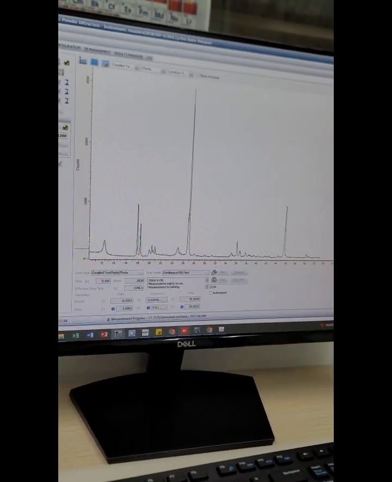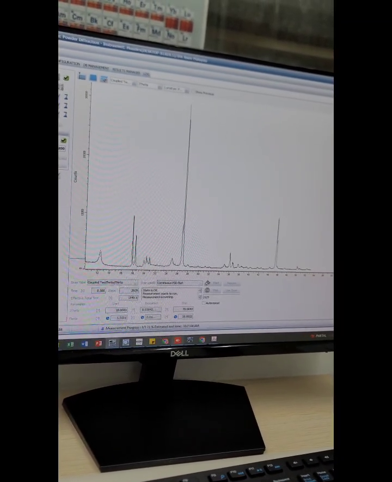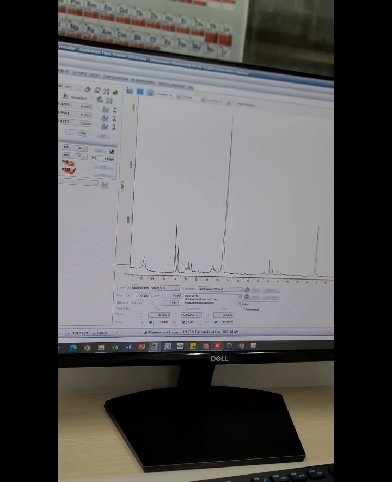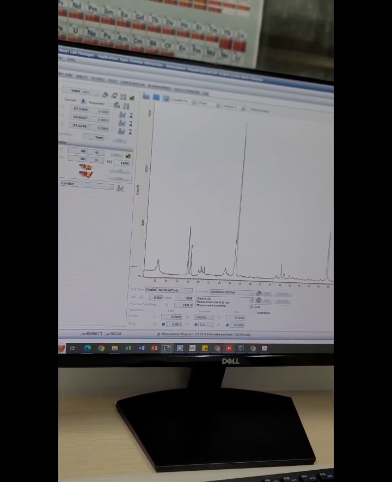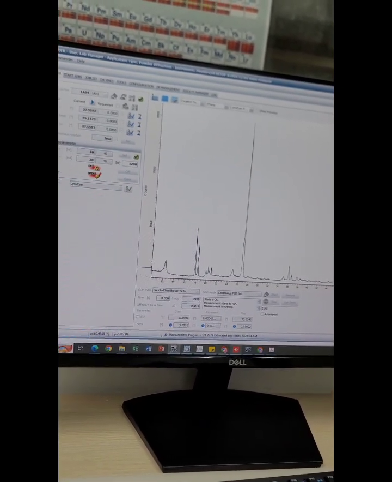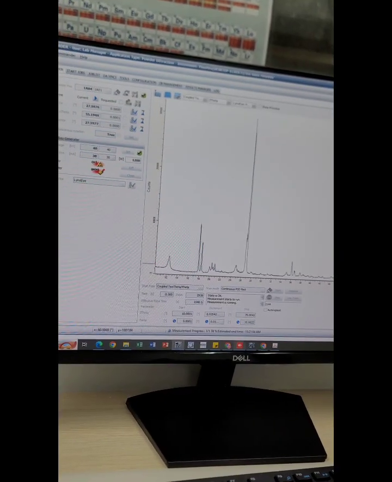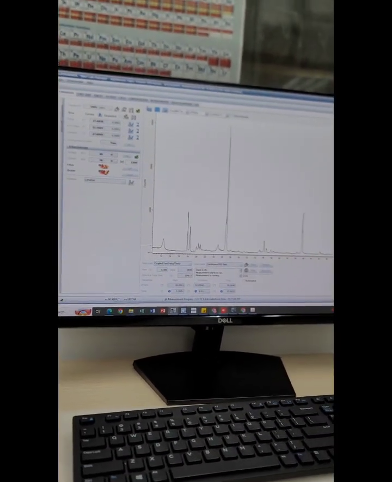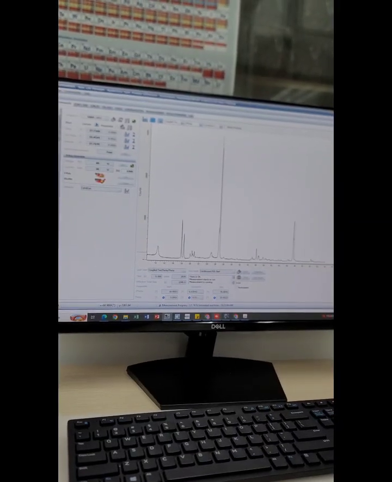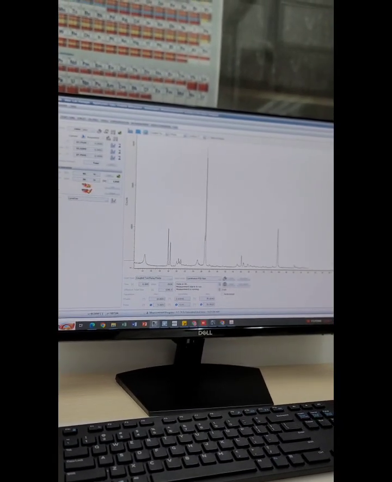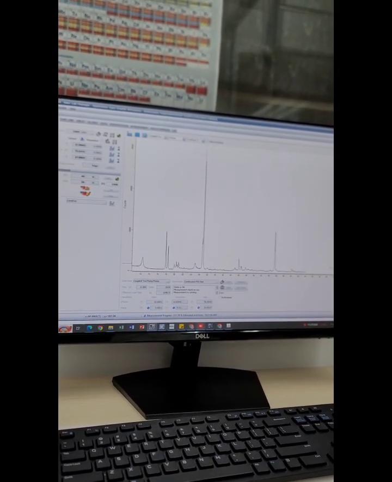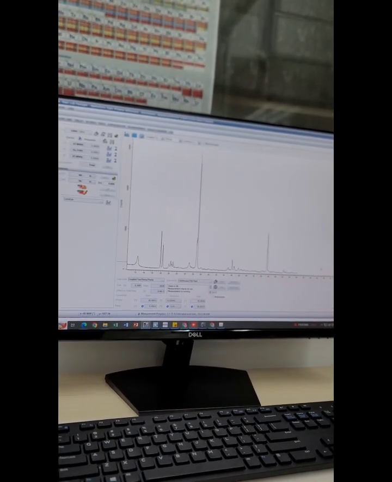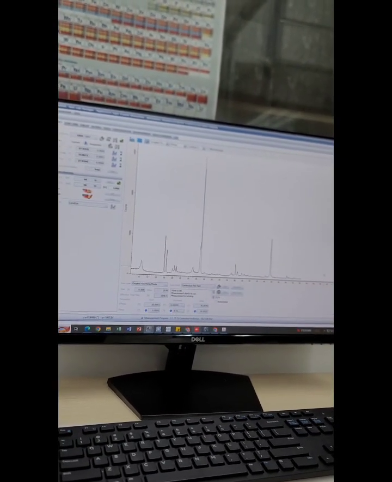As you see, this is called an XRD spectrum, and we have two terms: spectra and spectrum. Spectrum is for a single chart, while spectra is the plural. For example, if you see this spectra, it refers to a crystalline material. That means the material is crystalline.